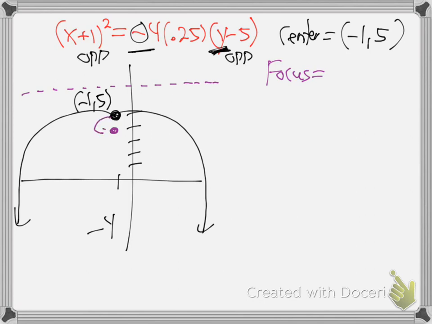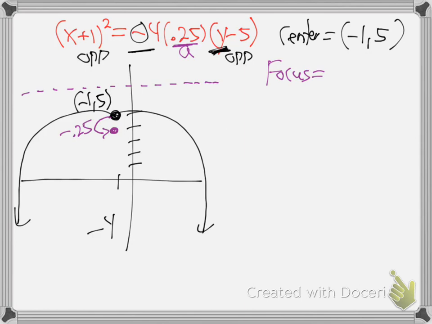How far? Well, the jump, the A, this is A, the number next to 4. That's why we force the 4, so we can get our hands on the A. See, it's helpful for us. That's why we're doing it. So the A is the jump, the distance from the center to the focus point. So this is down 0.25.